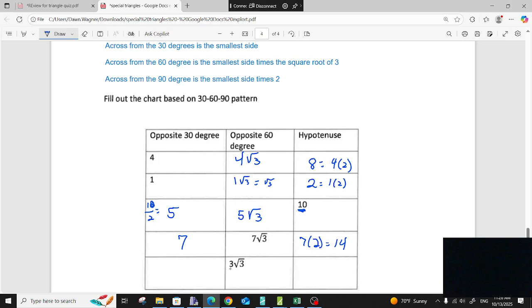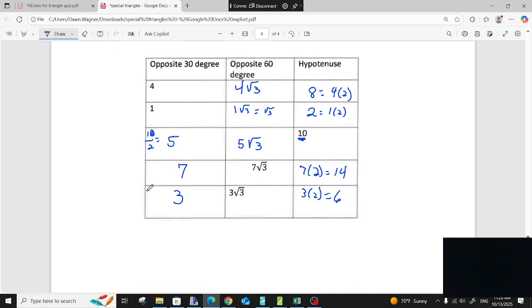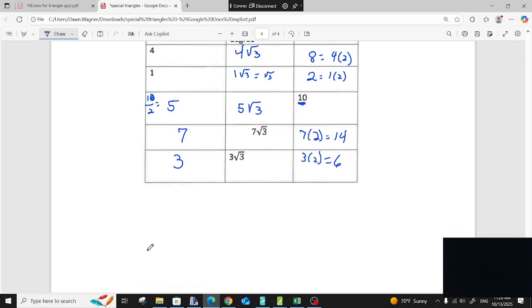Over here, if I have 3 square root 3, what's the opposite of the 30? 3. And 3 times 2 is 6. Wow. You just all figured out the pattern. Now, I'm going to give you the actual lesson, because there's ones where you get whole numbers here and then you have to figure it out, or you get a radical here and then you have to figure it out. But this is the way I write them also.